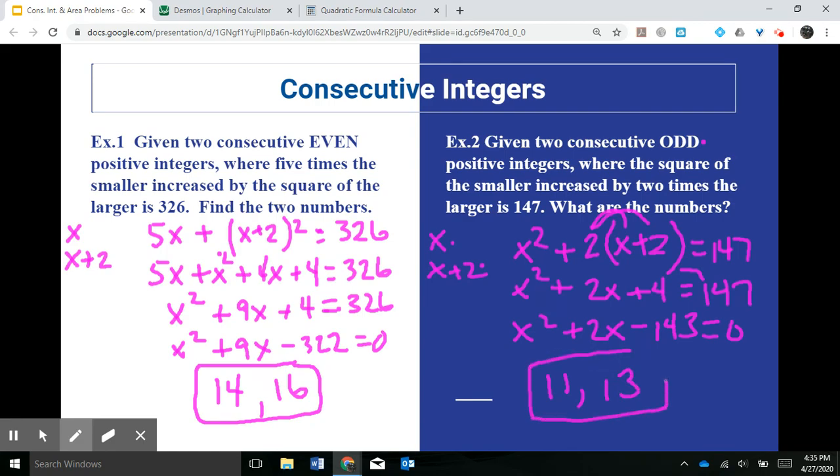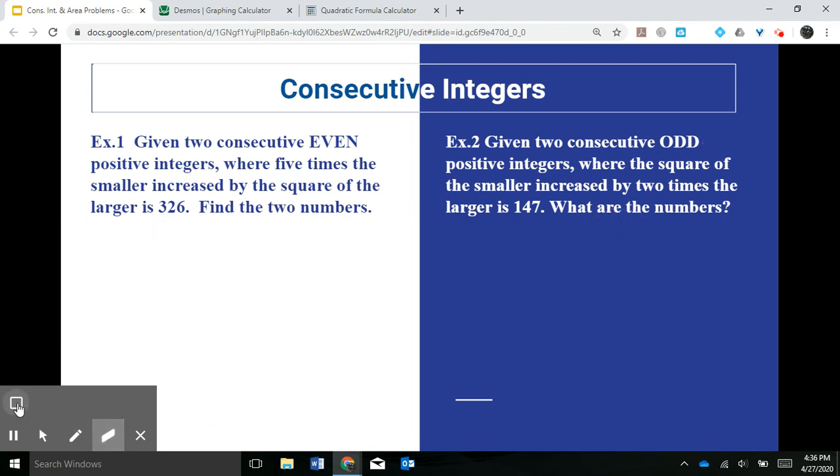All right, now I skipped plugging it into this quadratic formula calculator because that's pretty easy. You can plug it into Polysolve right here. You can plug this into Polysolve. You know how to do that. That will give you the two numbers. That will give you your 11, and then you can figure out the 13. All right. So now we'll go to the area problems.